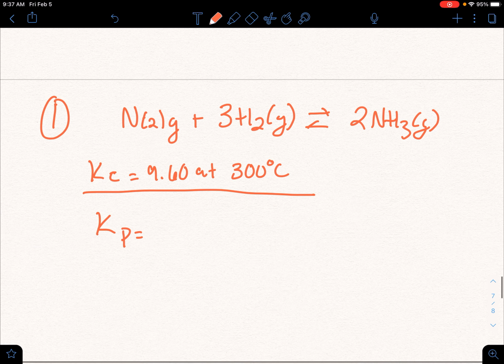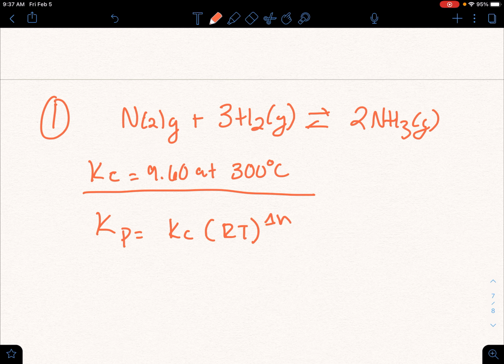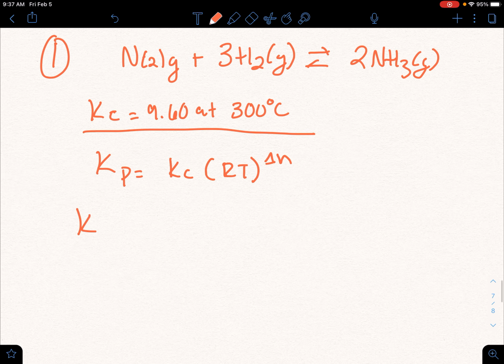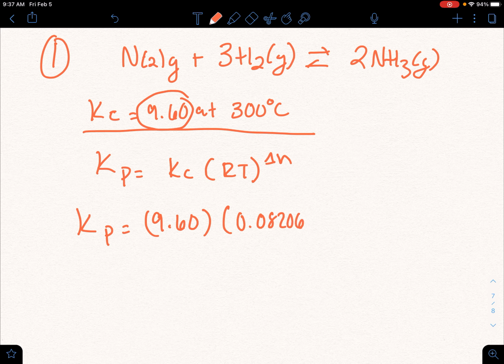So Kp is equal to Kc times RT raised to the change in n. Okay, so we're looking for Kp. Well, we're given our Kc, which is 9.60. So we'll write that in. Our R constant is 0.08206 liter atmospheres per mole K. Okay. I'm going to do another parenthesis times our temperature. So we have 300 degrees Celsius. We need to convert that to Kelvin.